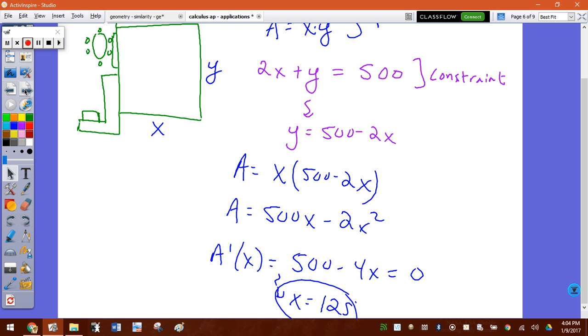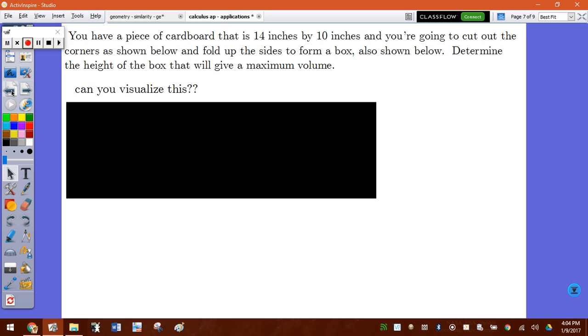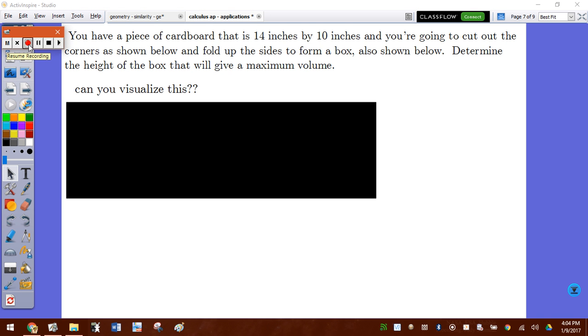Looking at another optimization problem, the second classic here, looking at a piece of cardboard that is a certain size, 14 by 10, and we're going to cut out corners and fold up the sides to form a box. So we have to find the height that will give the maximum volume.